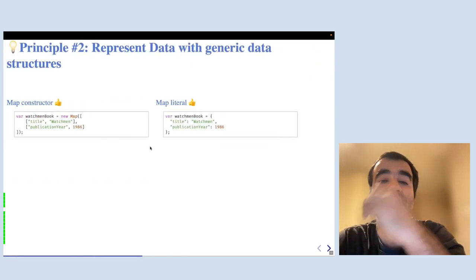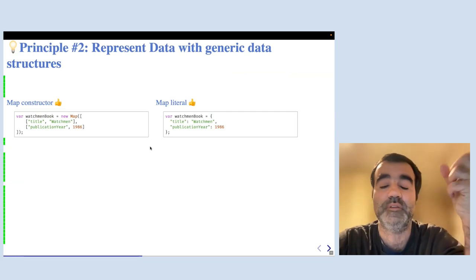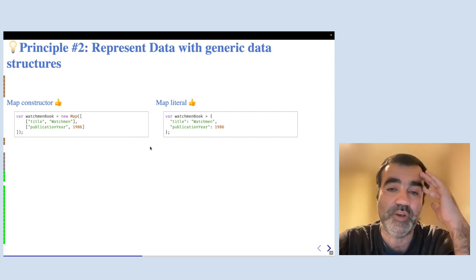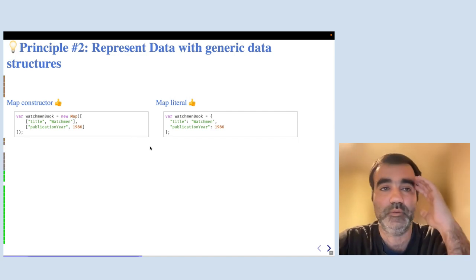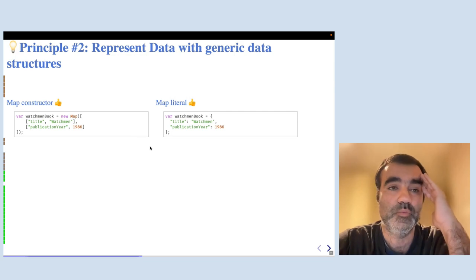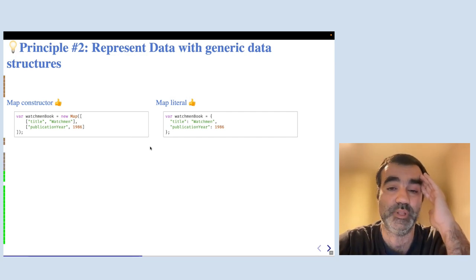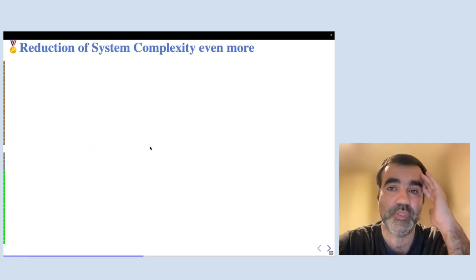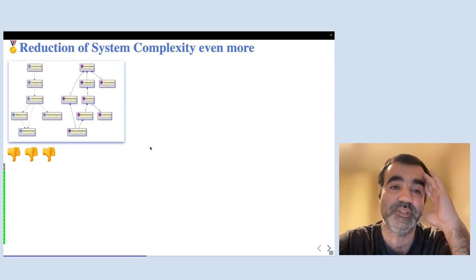Generic in the sense that you don't need to declare a priori the type of the data. You don't need to create the blueprint, or a struct or a class, that says how you are going to instantiate your data. You have the freedom to instantiate data on the fly. And in principle number four, we will explore how we can validate data, even though it is represented as generic data structure. So for the moment, let's put validation concerns aside. And let's see why, in terms of complexity, it allows us to reduce system complexity even more.